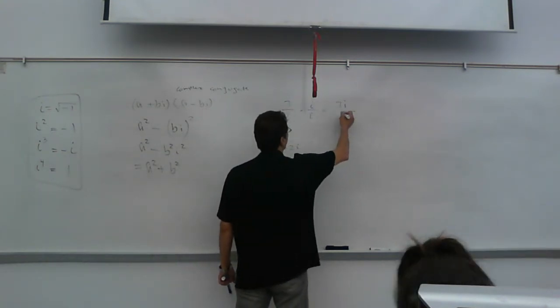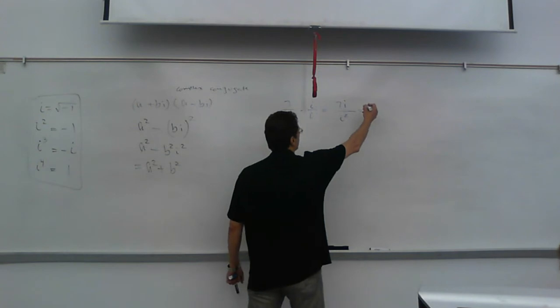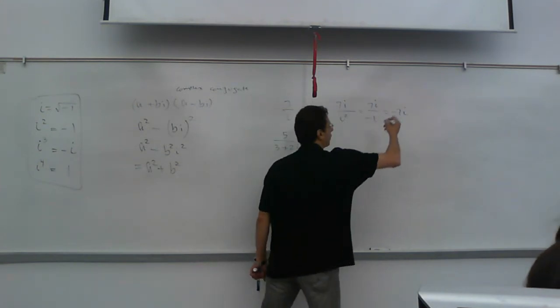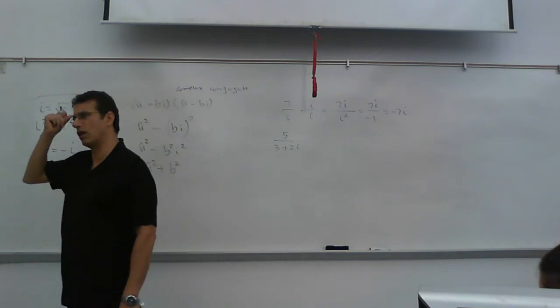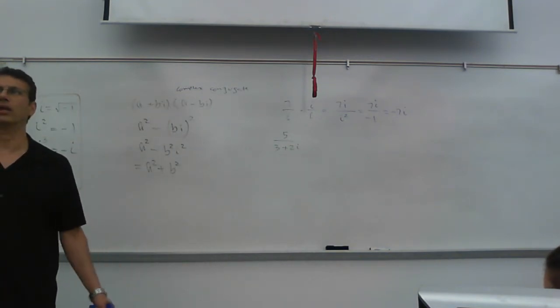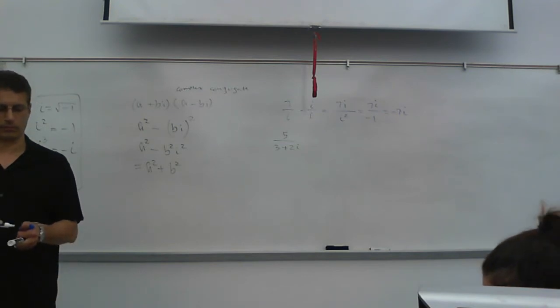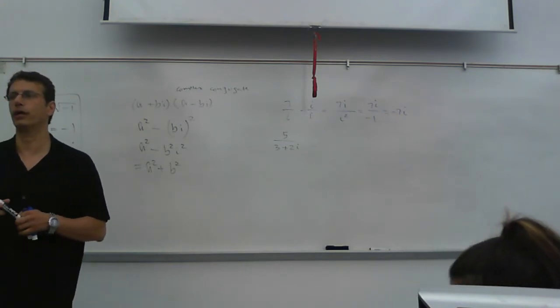7i over what? I squared. Now what is I squared, everybody? Negative 1. And you don't leave it like that, right? If you had multiplied by negative I, you would have come up with this answer in one shot. Any questions up to here?